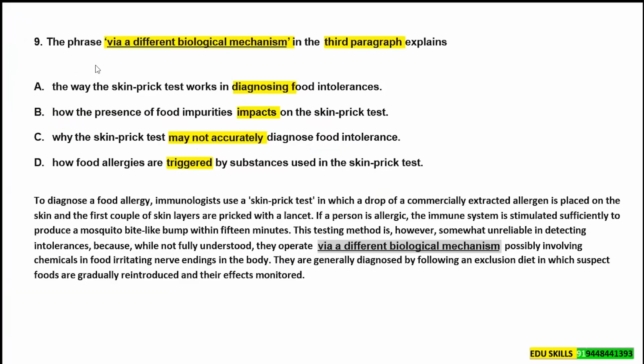Question number 9. The phrase via a different biological mechanism in the third paragraph explains. So after reading the question, reading part C, നമ്മൾ QTA method ആണ് follow ചെയ്യുന്നത്. So question വായിക്കുമ്പോൾ തന്നെ നമ്മൾ keywords highlight ചെയ്യണം. So it is a phrase. ഇവിടെ ഇതൊരു lexical question ആണ്. Via a different biological mechanism are the keywords, and we have to see the third paragraph.